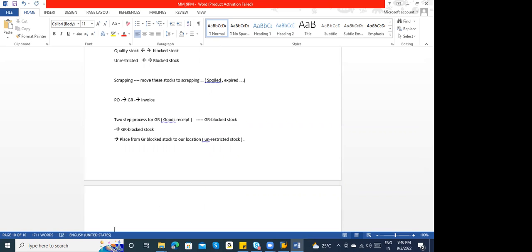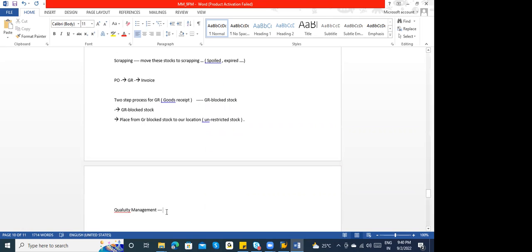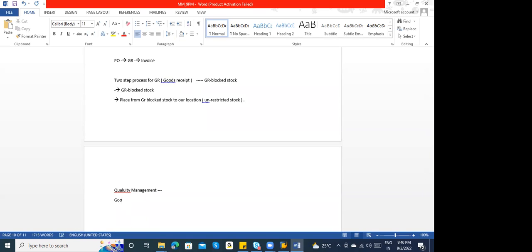Now we have the quality. Let's assume that we have quality management people. Okay, we have a separate quality management area, like the quality management module. So when the quality management module is there, once they receive the goods, the stock automatically moves to quality inspection stock, to validate quality parameters.